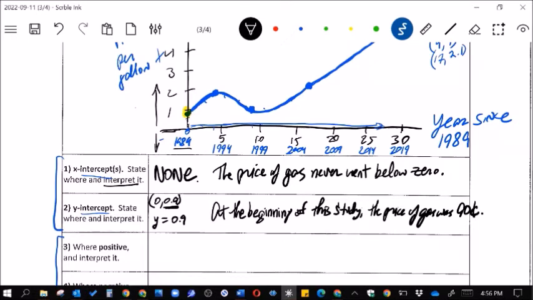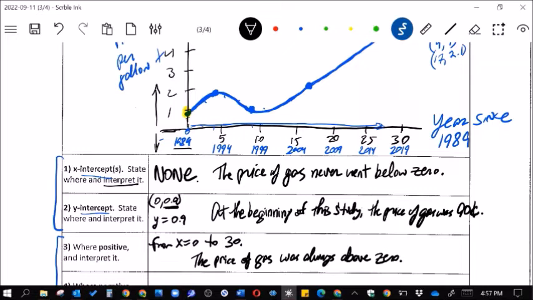And in particular, from x equals 0 to 30, all the way along the graph. Interpret what that means. Well, the price is always above 0. It's in some ways really that simple. The price, let's write that more clearly. The price of gas was always above 0.